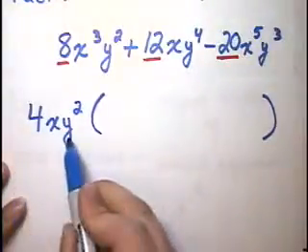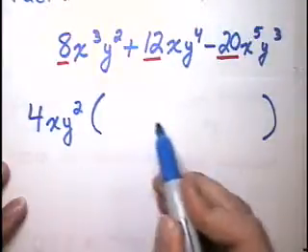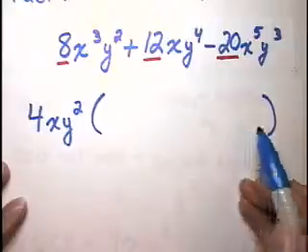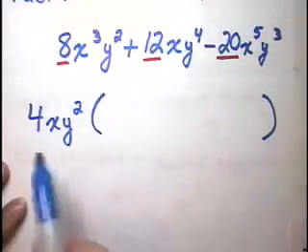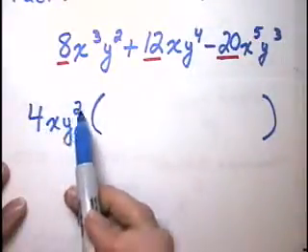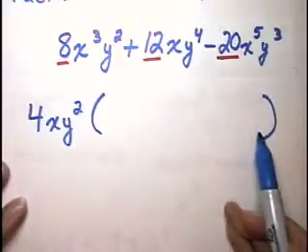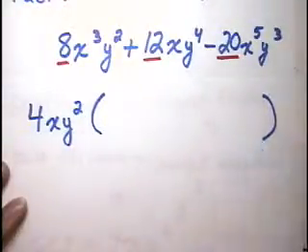When I divide this out, I'm still going to have 3 terms left inside. Because what I'm doing here is creating a multiplication problem. I'm saying that 4xy squared would multiply by this trinomial I'm getting ready to write to give me back my original problem. So let's do the division here.